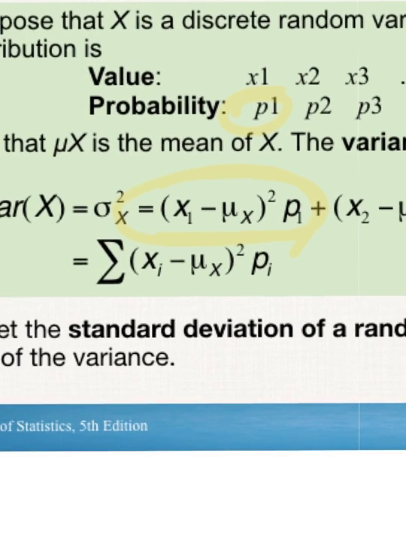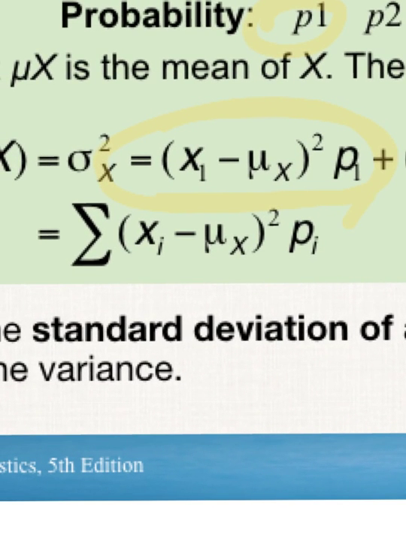This formula has these little i's, and that just basically means all of the values and then all of their corresponding probabilities. That's what it means. We're going to add them all up. We add up all the differences squared times their probability, and this gives us the variance. And once we have the variance, we can take the square root of that variance to find the standard deviation.